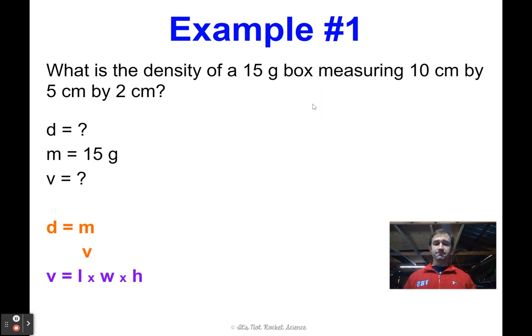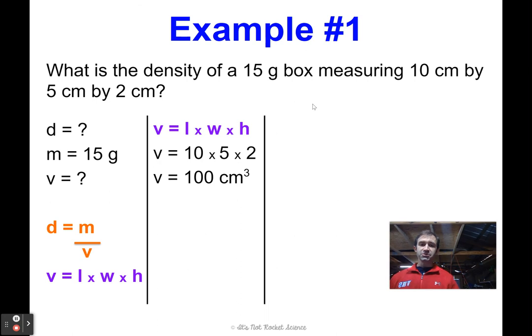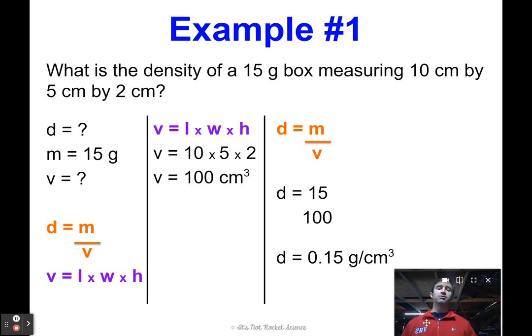It's written out for us here. Volume is length times width times height. It doesn't matter what order you multiply in. So 10 times 5 is 50, times 2 is 100. And now we can say 15 divided by 100, and we get our answer: 15 divided by 100 equals 0.15 grams per centimeter cubed. And that's the density of this box.